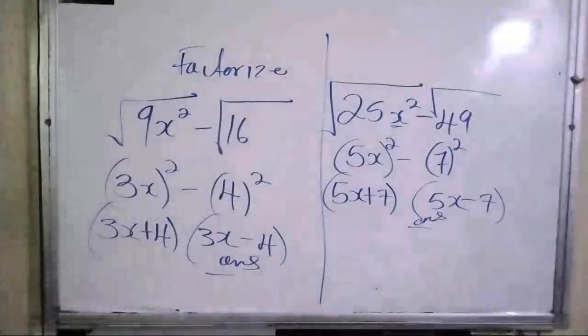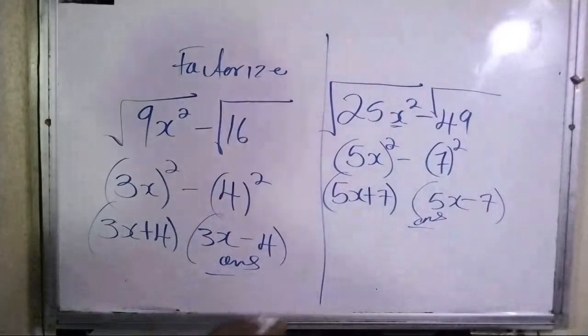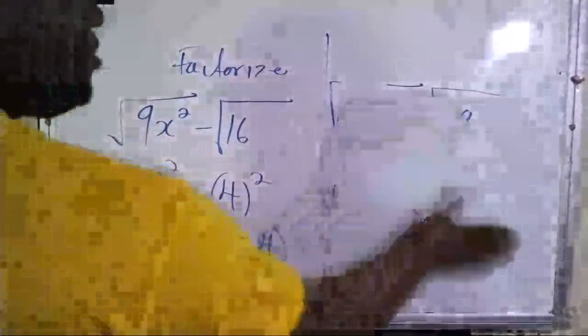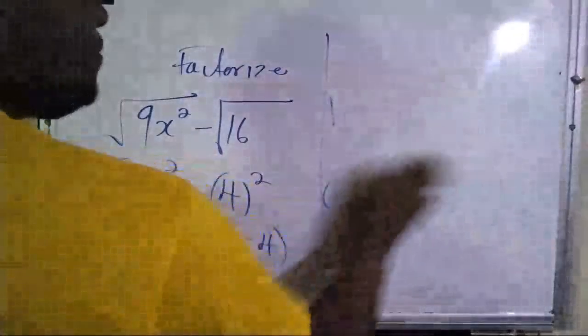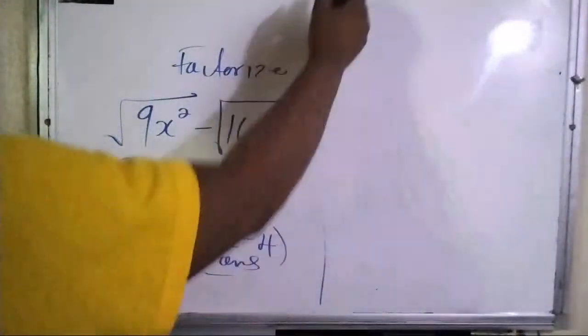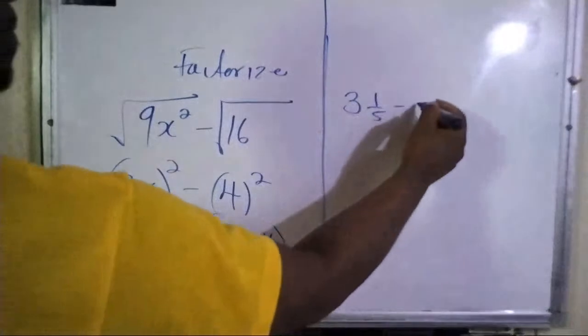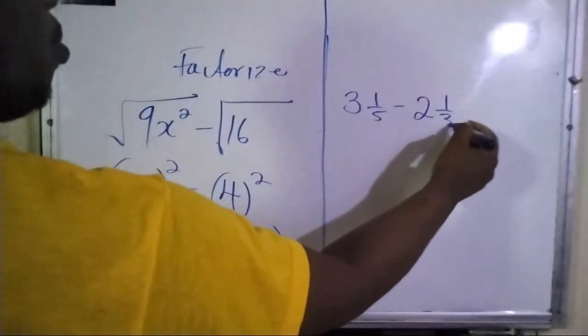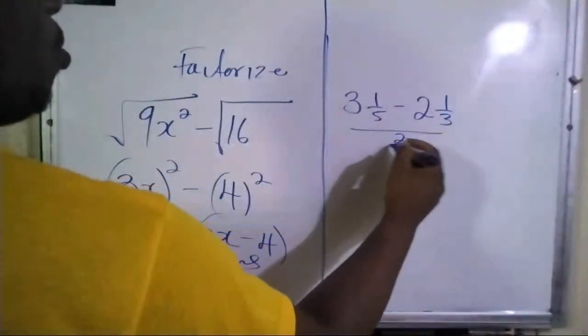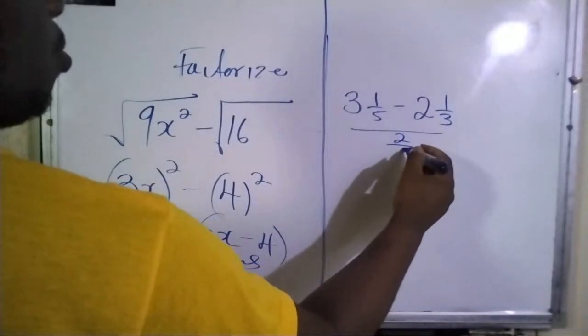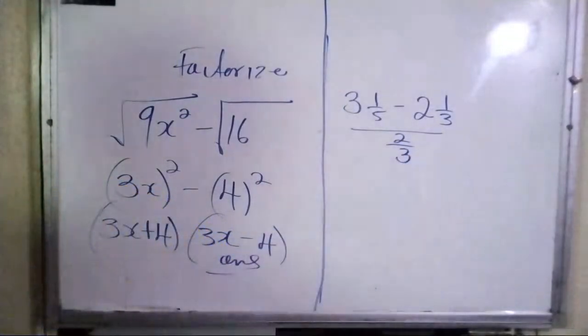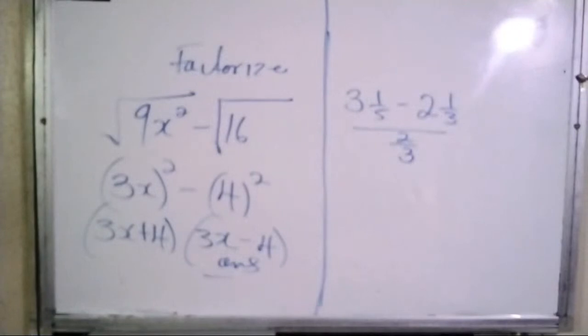Maths in a minute, guys. Oh, we're not touching fractions yet. We have to touch fractions, guys, just in case you don't know. We have to touch fractions, alright? So let's shoot the fractions. 3 and 1/5 minus 2 and 1/3 divided by 2/3. We have to touch fractions.